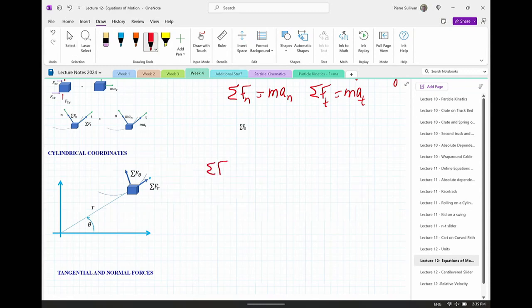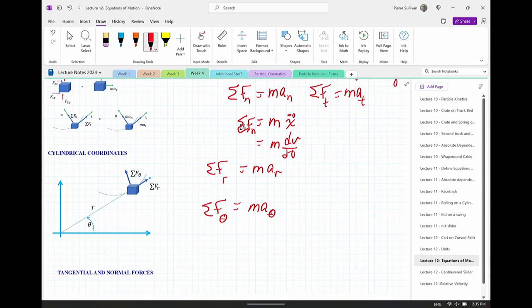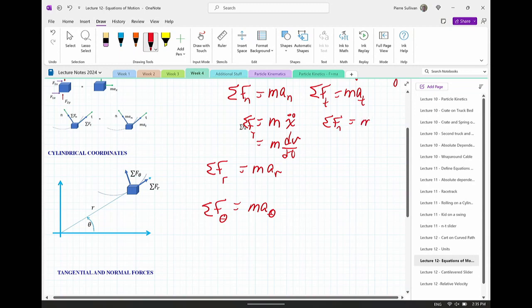Sum of forces in R is equal to m times a_r. Sum of forces in theta equals mass times acceleration in theta. And just as a reminder, the sum of the forces in N, mass times x double dot, equals m dv/dt. Sum of forces tangential, sum of forces normal equals m v squared over rho.